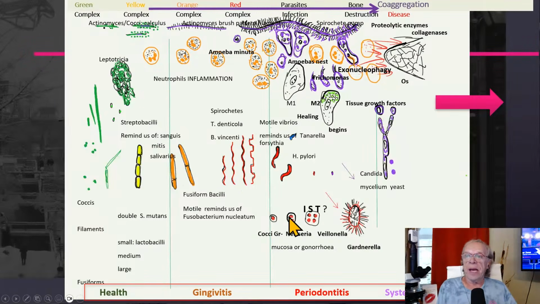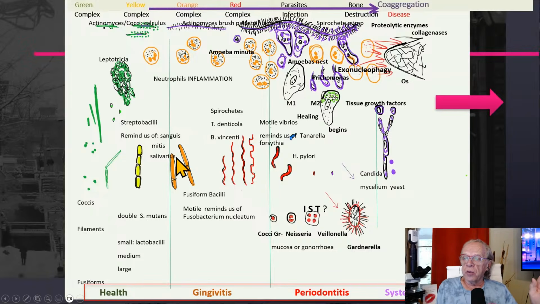Another way to look at it is another drawing, which is this is healthy bacteria, dots and lines, cocci and filament, sometimes association, which make supragingival calculus. And this is normal, healthy to everybody. Everybody has the same thing if you are in good health.